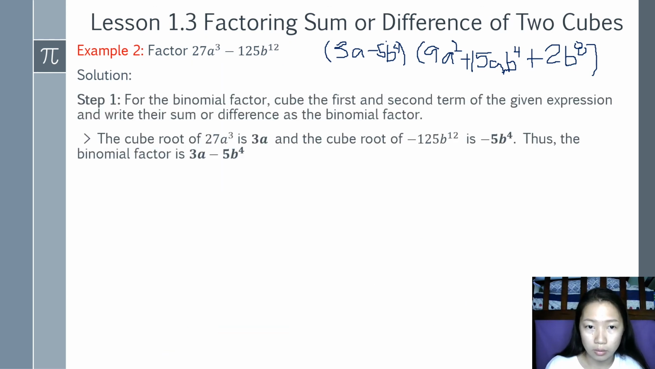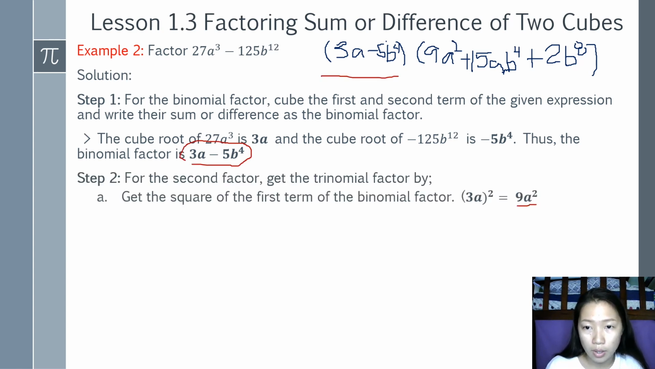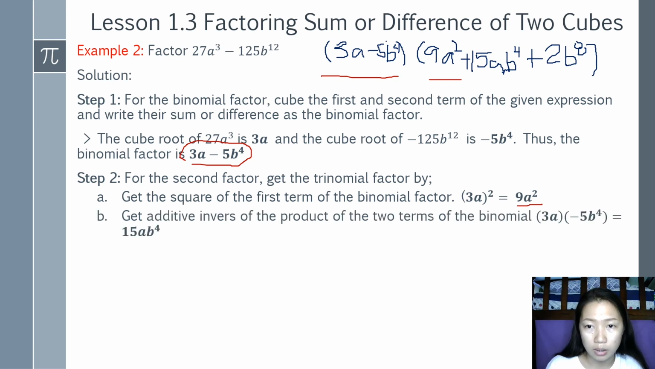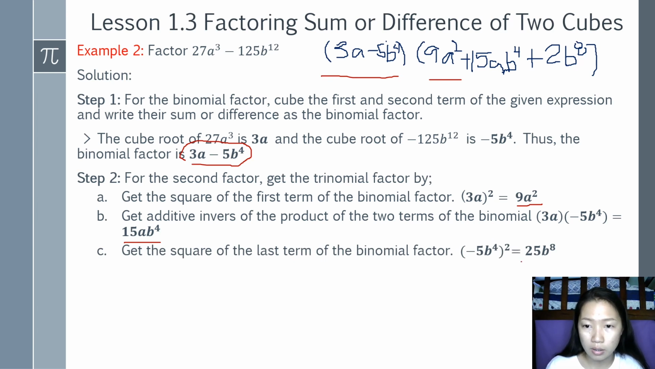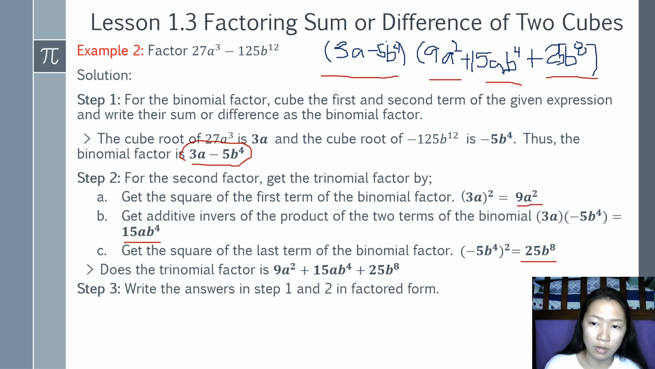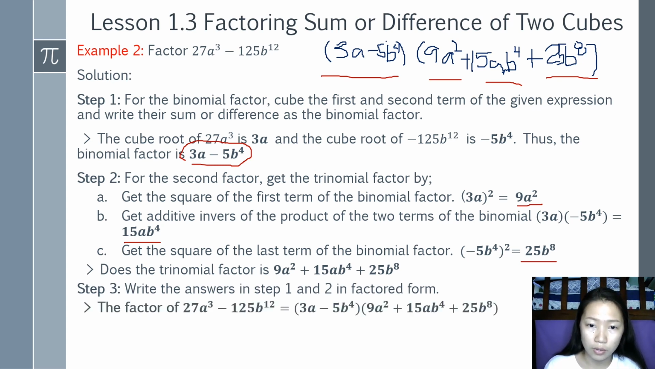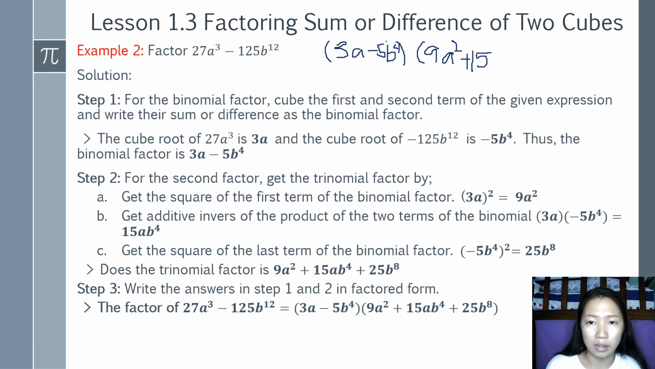Yan, step 1. Yun, correct. 3a minus 5b to the 4th power. Step 2. 9a squared. Tama. Step 2 pa rin, B. Yun, 15ab raised to the 4th power. Okay. Step 2C, 25b 8. Ay, kulang lang ako ng 5. Pero tama lang yung sagot natin. So, 25b raised to the 8th power. Yan. And then, step 3, isusulat mo in factor form. Yan, 3a minus 5b to the 4th times 9a squared plus 15ab to the 4th plus 25b raised to the 8th power. Yes. Mahaba lang yung steps, pero mag-enjoy ka kapag naintindihan mo talaga ng maayos.